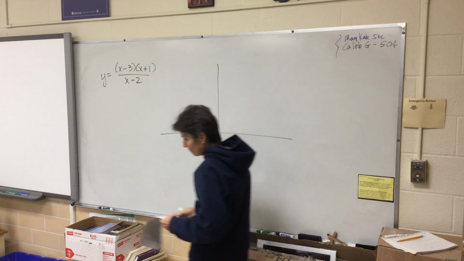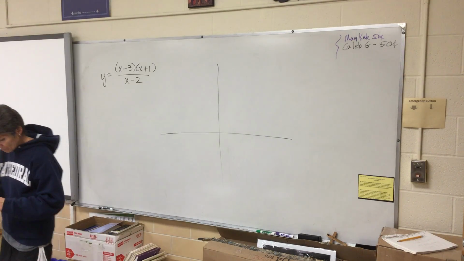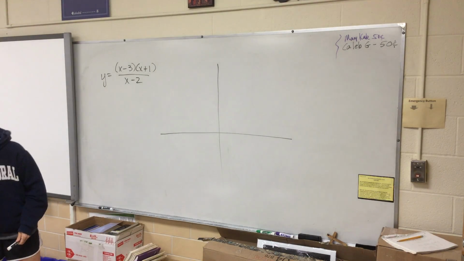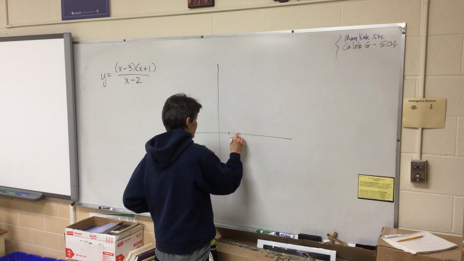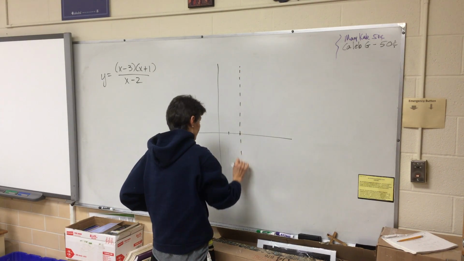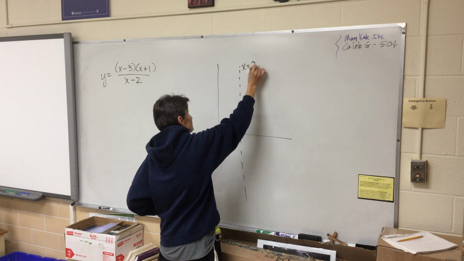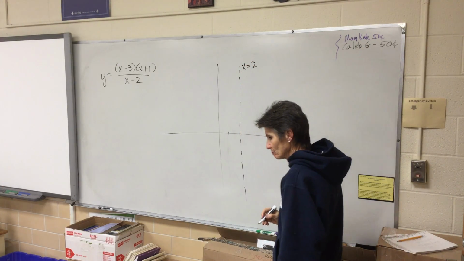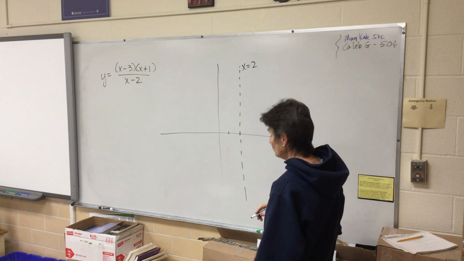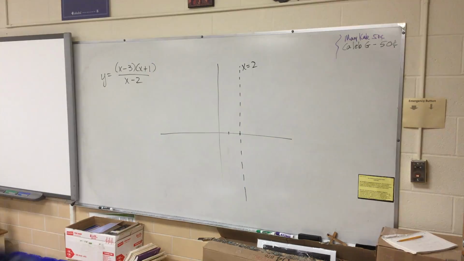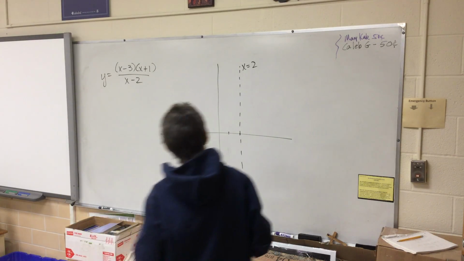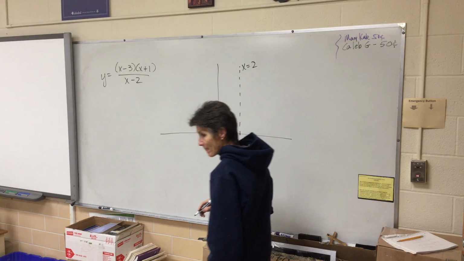So what do we have? We don't have any holes. What are some things that we do have? A vertical asymptote. And where is it? X equals. Did you say 2? I hope you said 2. You kind of cut out there. X equals 2? Now, what else do we have? We got a nice vertical asymptote there. What else do we have?